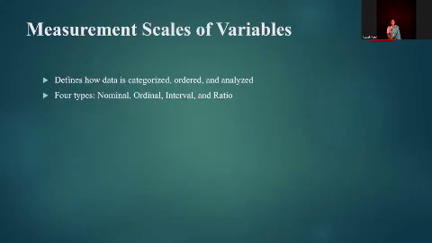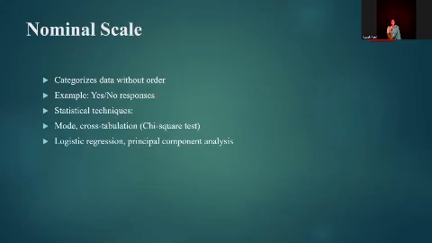So, let's talk about measurement scales. These determine how we analyze data. There are four major scales, each offering different levels of precision. Let's go through the nominal scale. The simplest form. It categorizes data into distinct groups without any order. Examples include gender, blood type, and yes or no answers. Techniques are mode, frequency distribution and chi-square test.